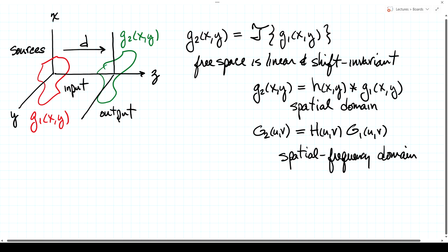So what is that transfer function? This is the domain we're going to look at in this lecture, and then in the next lecture we'll look at the spatial domain.